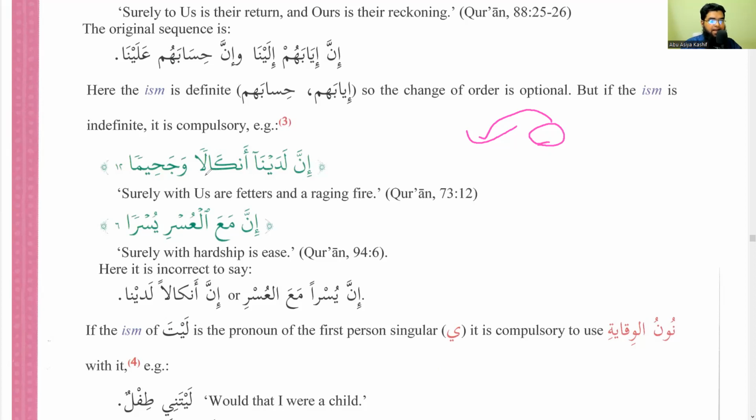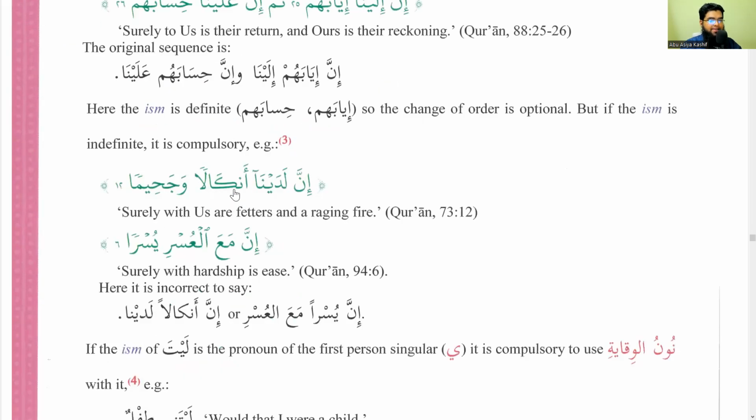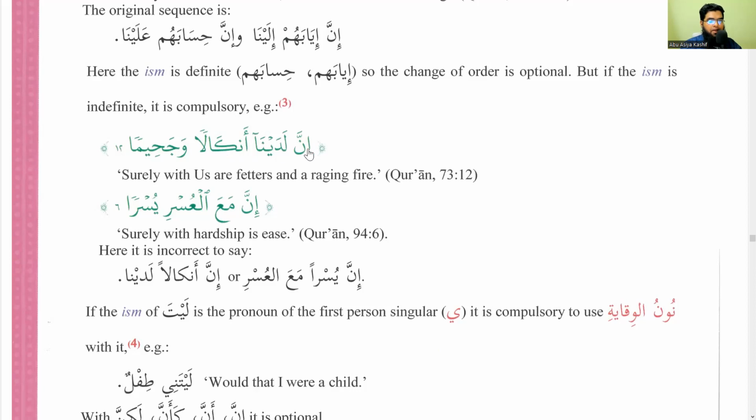Like inna ladena ankalan, we have fetters, chains, or whatever. Wa jahima, and fire, raging fire. So why ankalan came late? Because this is nakira. You cannot start inna ankalan ladena. No. Here it was optional because yabahum is ma'rifa, because it's mudaf nafle. But here ankalan is nakira. Here it is mandatory. You have to bring it compulsory late.